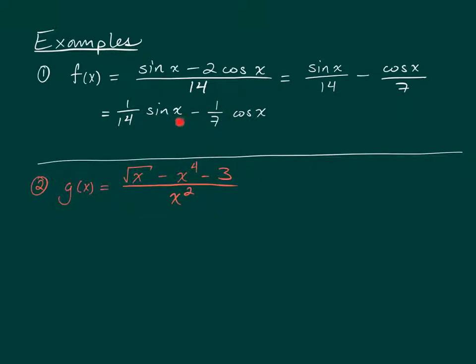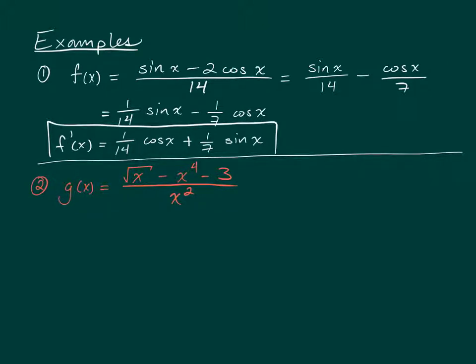So we just have to find the derivative of sine x and the derivative of cosine x. Well, easily enough, if you can remember back a few slides ago, the derivative of the sine of x is cosine of x, and the derivative of cosine of x is negative sine x. So I'm going to write sine x here, and the negative sine x will change this sign to positive. So f prime of x equals 1 over 14 cosine x plus 1 over 7 sine x.